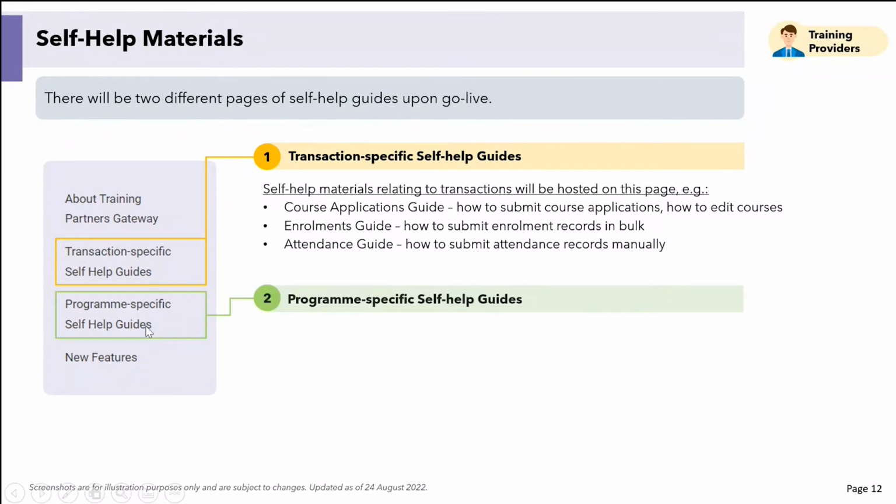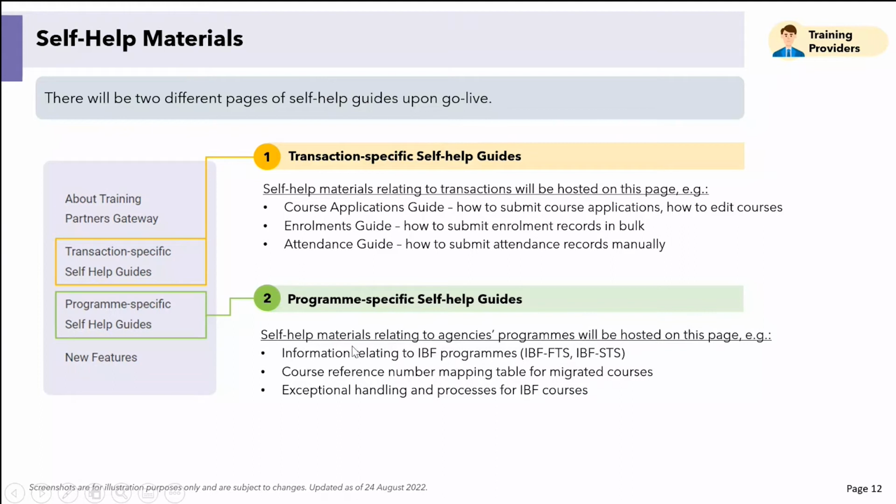And then secondly, we have the program-specific self-help guides. This will be very specific to each agency. So for example, for IBF, there will be a section for IBF to upload all these program-specific guides. And if there are any special instructions that you would like your TPs to follow, you can put that information within these program-specific guides. And then you can direct your TPs to the guide to refer to when they are performing their transactions.